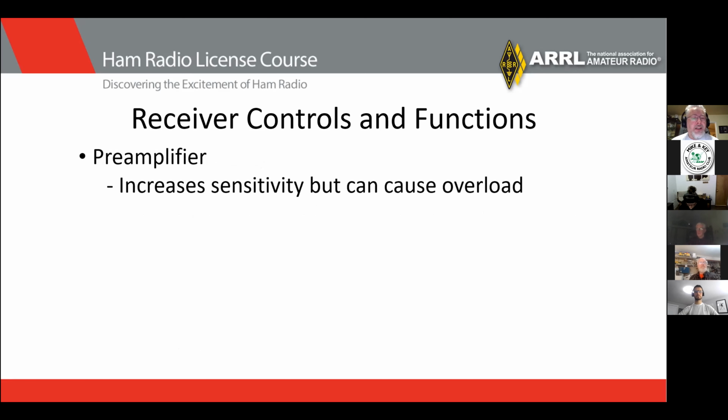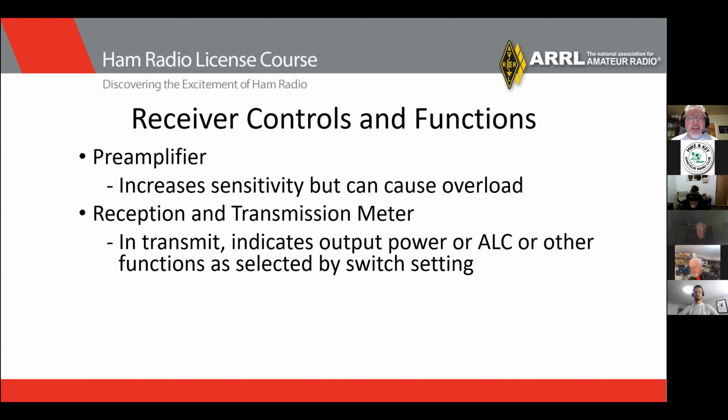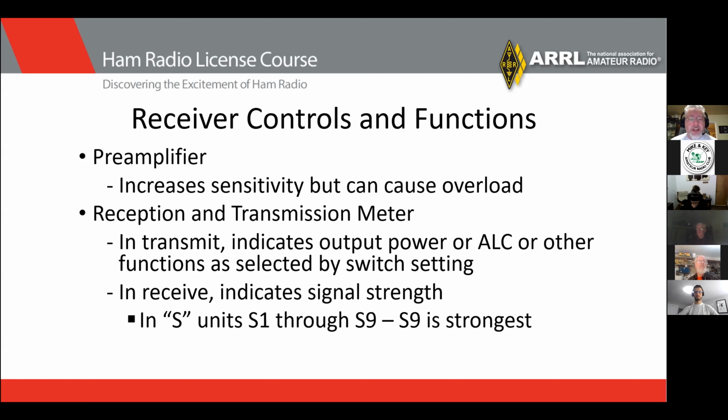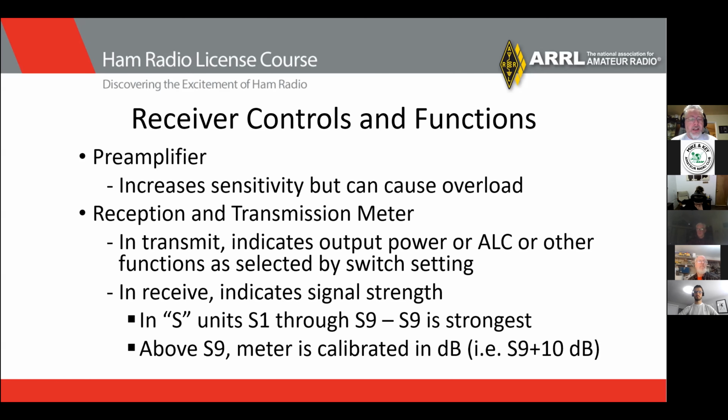Preamplifier settings increase sensitivity but can cause an overload. Reception and transmission meter. In transmit, it indicates the output power, or ALC, or other functions as selected by the switch setting. In receive, it indicates the signal strength in S units, S1 through S9, with S9 being the strongest. Anything above S9, the meter is calibrated in decibels. For example, S9 plus 10 dB.